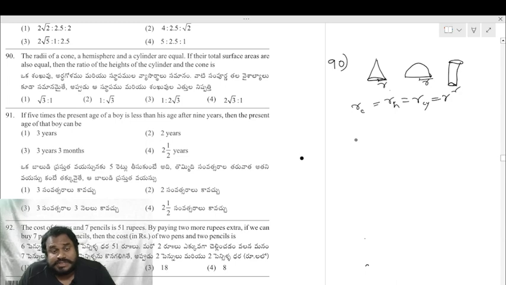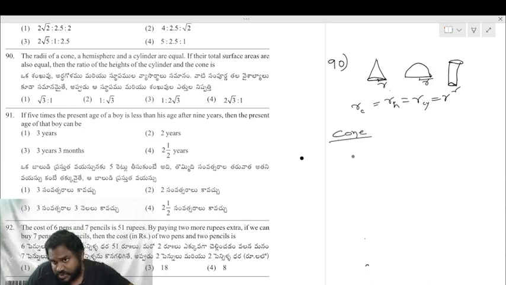If the total surface areas are also equal, then the ratio of the heights of the cylinder and the cone is? So here there is one more parameter which is also same, that is total surface area. Total surface area means you have to include every surface. So for cone I am calculating.